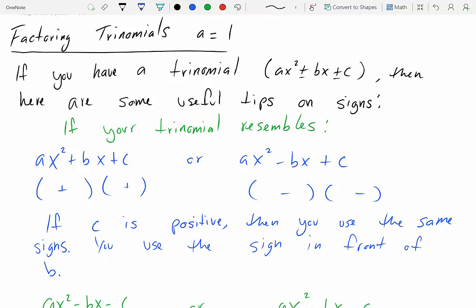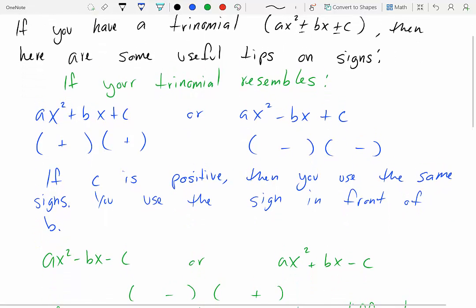Alright, we are going to factor trinomials. First, we're going to factor trinomials when a is 1, but if you have a trinomial ax squared plus bx plus c, then here are some useful tips on the signs. Not only when a is 1, you can use this for any type of trinomial when you're factoring.